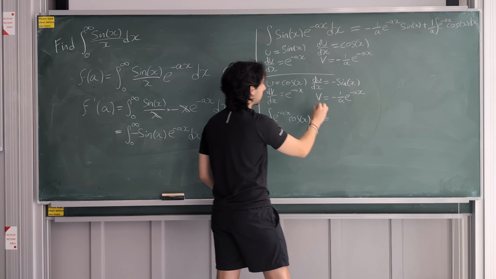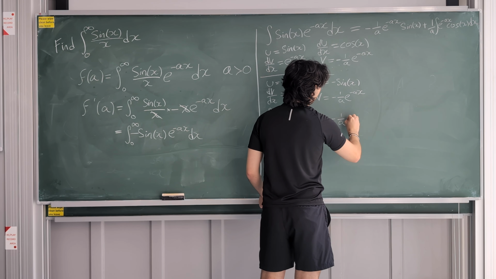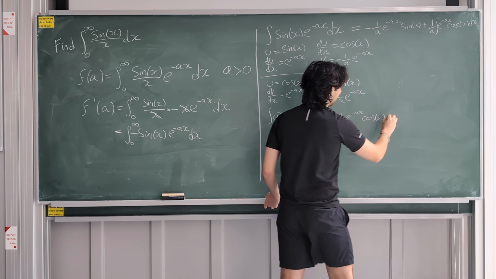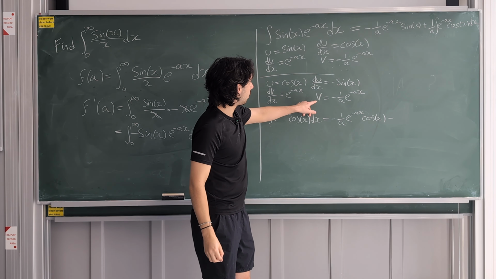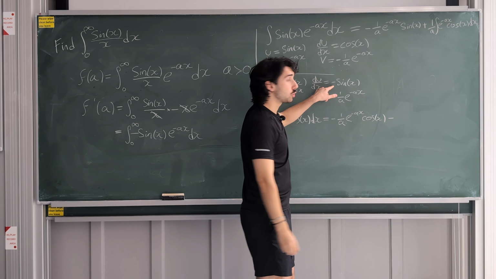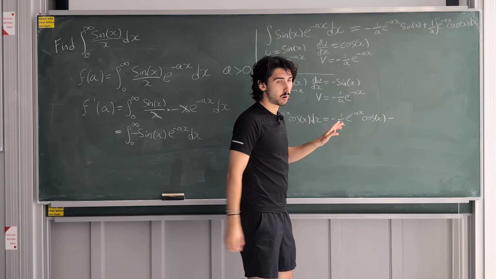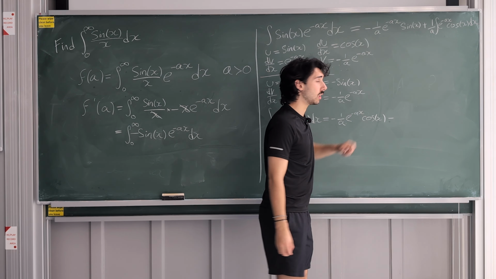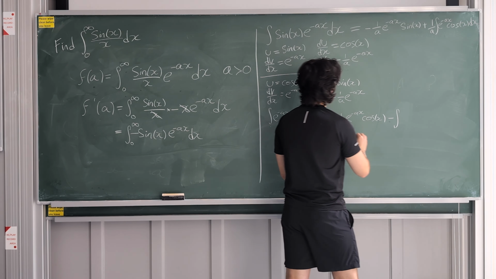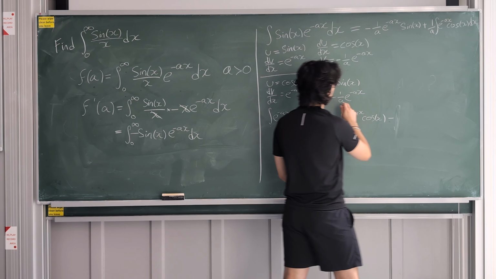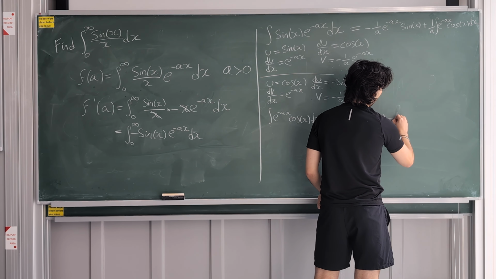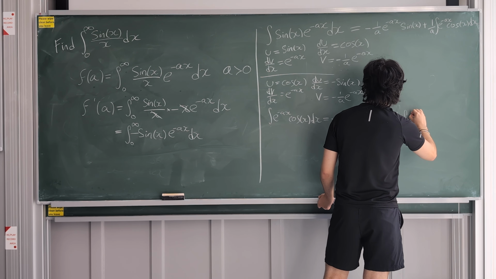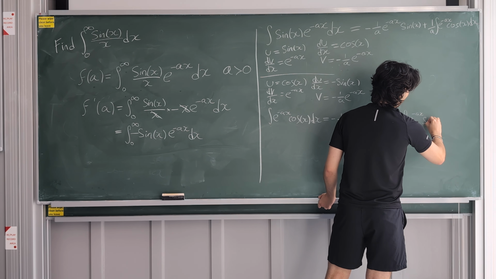is equal to u times v, so minus 1 over a e to the minus ax cos x, minus the integral of v times du dx again. Now there's two minuses here, so I don't need to take a minus out. The two minuses cancel themselves out, and there is still a minus there because that's in the formula for integration by parts. But what I will do is take out this 1 over a again. So 1 over a times the integral of e to the minus ax times sine x dx.